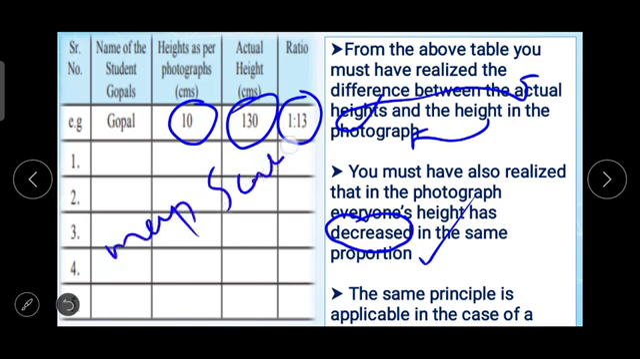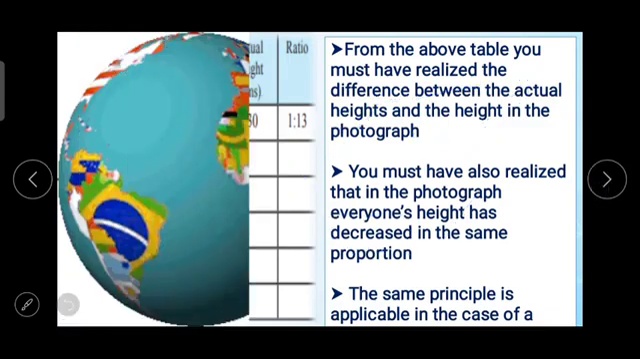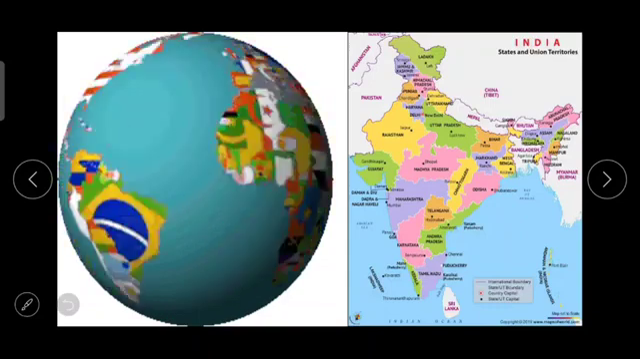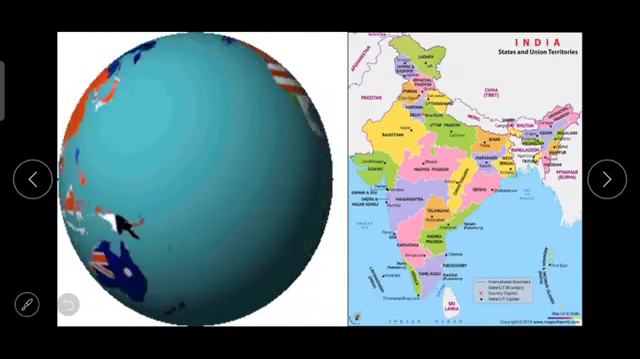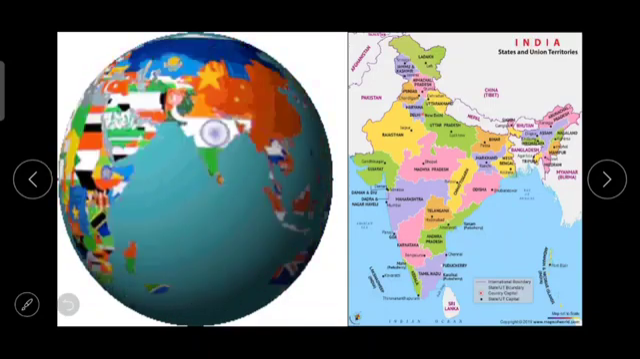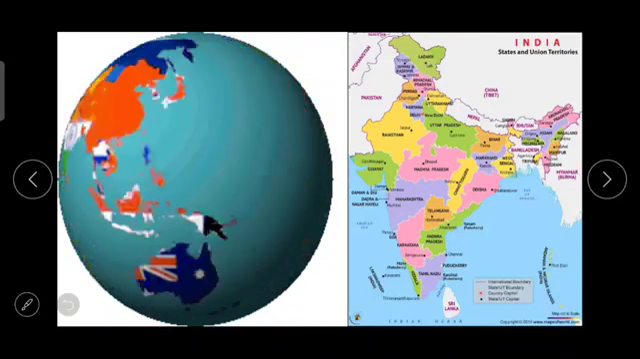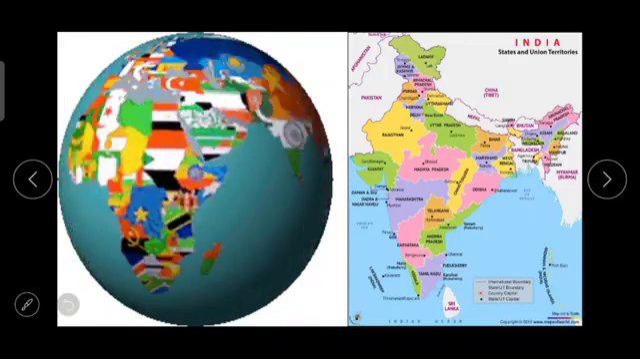This is to understand the use of map scale, or how we use map scale to draw maps. Now the next thing, on the screen you can see we obtain information about the earth or some specific part of it from a globe or a map. Now on the screen you can see a globe also, and there is a map of India.